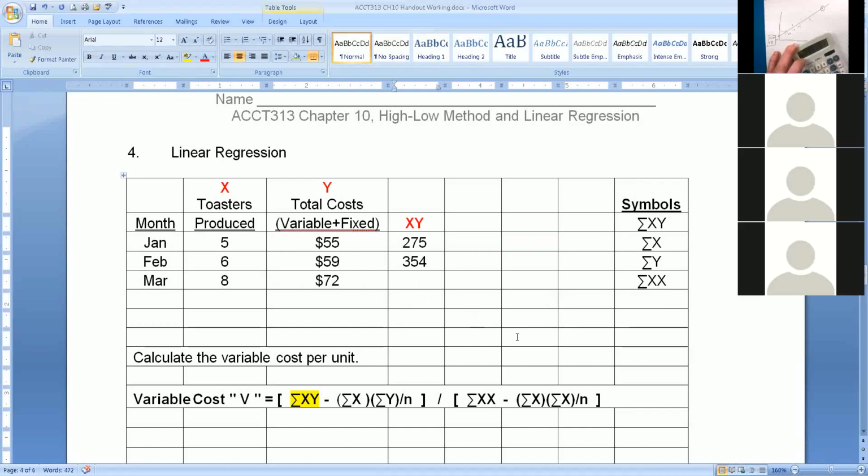For 8 times 72, 576. Oops, that's not right. Try that again. Okay, how come you're not all lined up? Okay. All right, so 5 times 55 is that. 6 times that is that. 8 times 72 equals that. And so then we're going to add them all up.